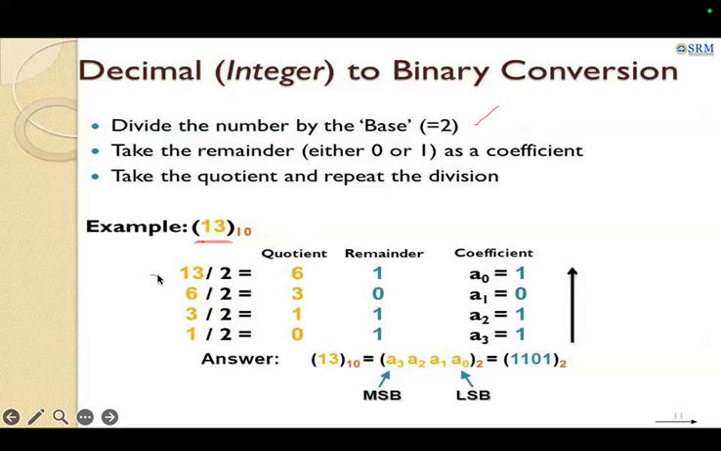So what will happen is, you take a number; the given number is 13. First divide the number by 2. So what is that divided by 2? We'll have a quotient as 6 and remainder as 1. So the first coefficient we have got is 1.